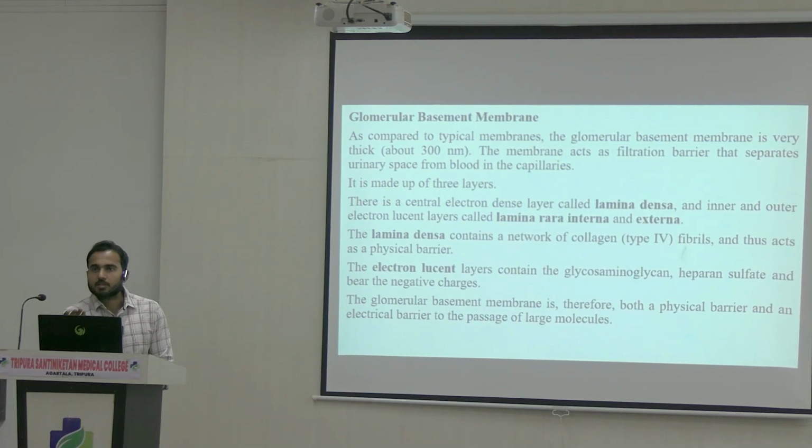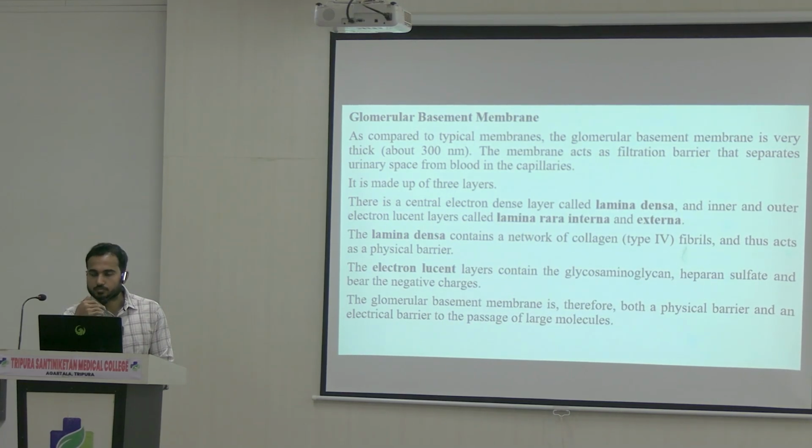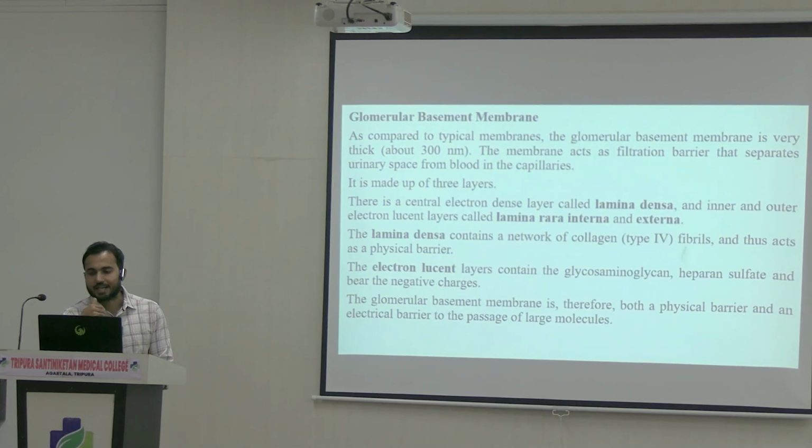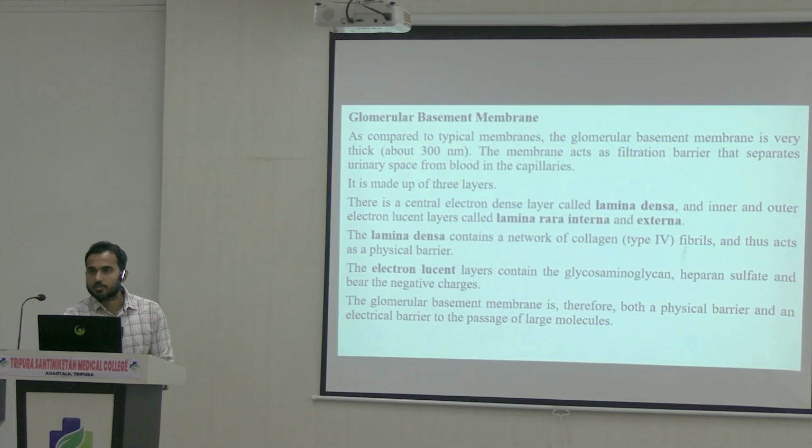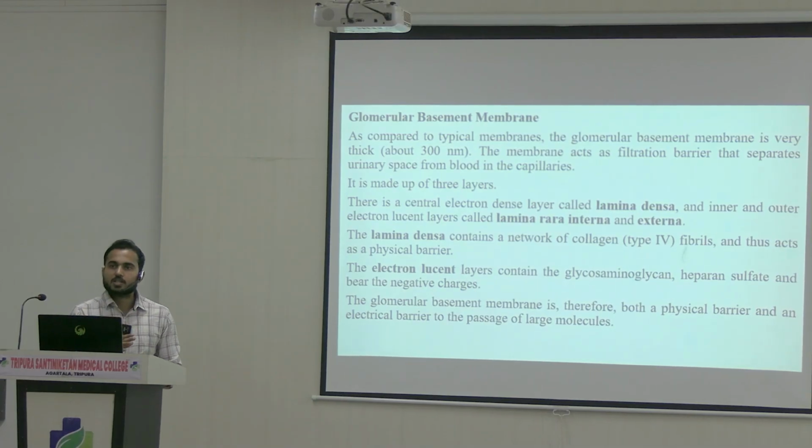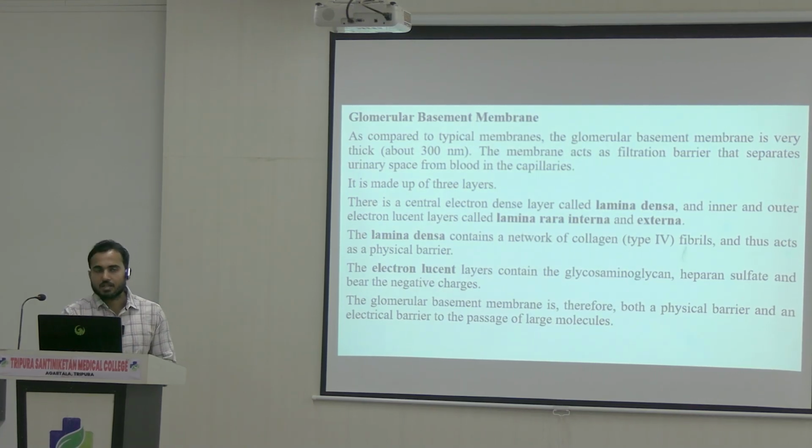Okay, now that particular glomerular basement membrane is very important because it acts as a filtration barrier that will separate the urinary space from the blood capillary. So just now I have mentioned a potential space that is called urinary space. Now that particular urinary space and the blood capillaries are separated from each other by this basement membrane.